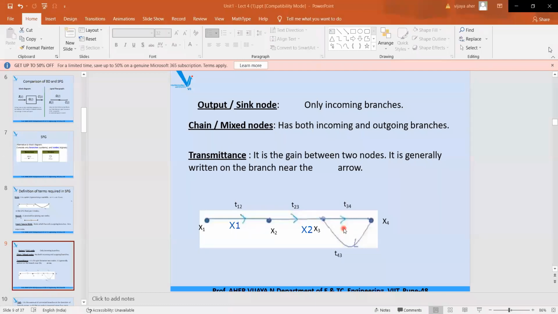Which is having both incoming and outgoing branches. And transmittance is nothing but gain of two nodes. Okay. Now once you remember these terms, fit them properly in your head.